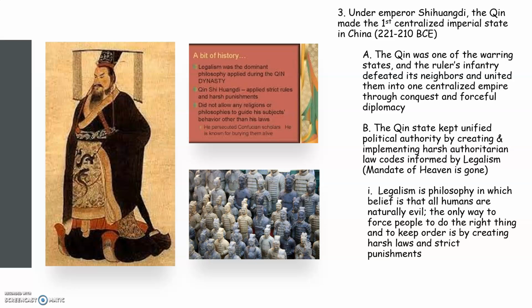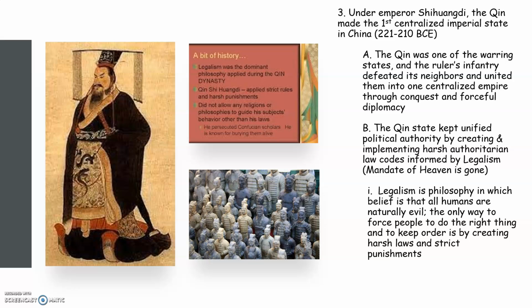Under the emperor Shi Huangdi, the Shin made the first centralized imperial state in China. The Shin united all of those warring states into one. The Shin was one of the warring states, and the ruler's infantry defeated its neighbors and united them into one centralized empire through conquest and forceful diplomacy. This was not a peaceful unification.